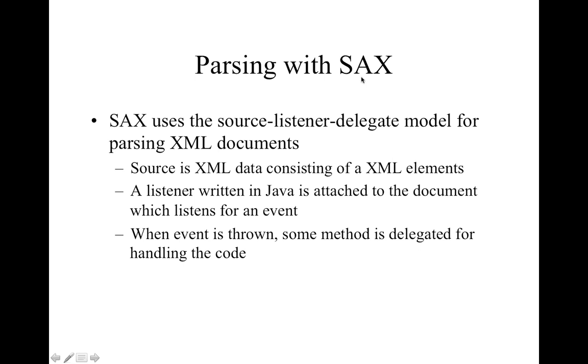Then parsing with SAX. SAX uses the source-listener-delegate model for processing the XML document. What is it? The source is the XML data consisting of XML elements. A listener written in Java is attached to the document, which listens for an event. When an event is thrown, some method is delegated for the handling of the code. That means whenever it encounters an element, we will have handler code.